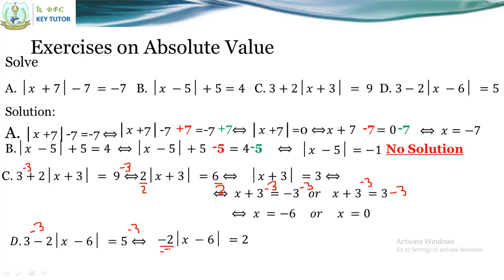When you divide both sides by negative 2, then you get obviously the following relation. To the left, negative 2 over negative 2 is 1, so 1 times the absolute value of x minus 6 is simply the absolute value of x minus 6, and 2 over negative 2 is negative 1. So what do you get? The absolute value of x minus 6 is equal to negative 1. It means you need to solve this equation, which has no solution because the value of a now is negative 1. That's the last thing we have.